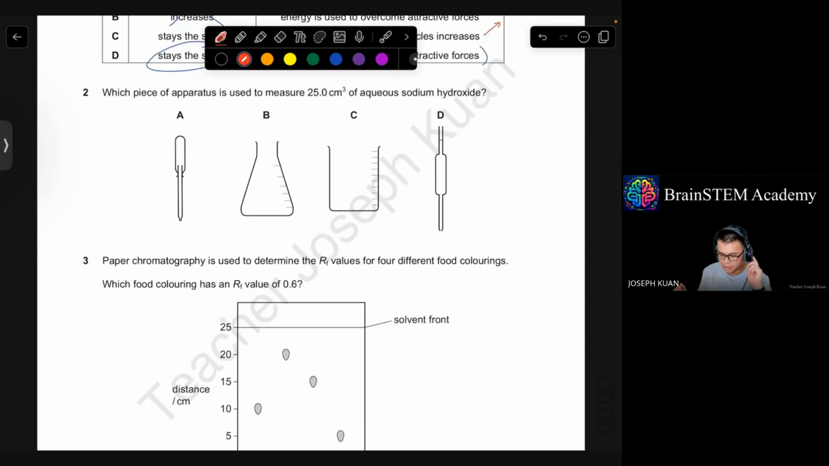Question number 2. Which piece of apparatus is used to measure 25.0 cubic centimeters of aqueous sodium hydroxide? The keyword here is 25.0 cubic centimeters.